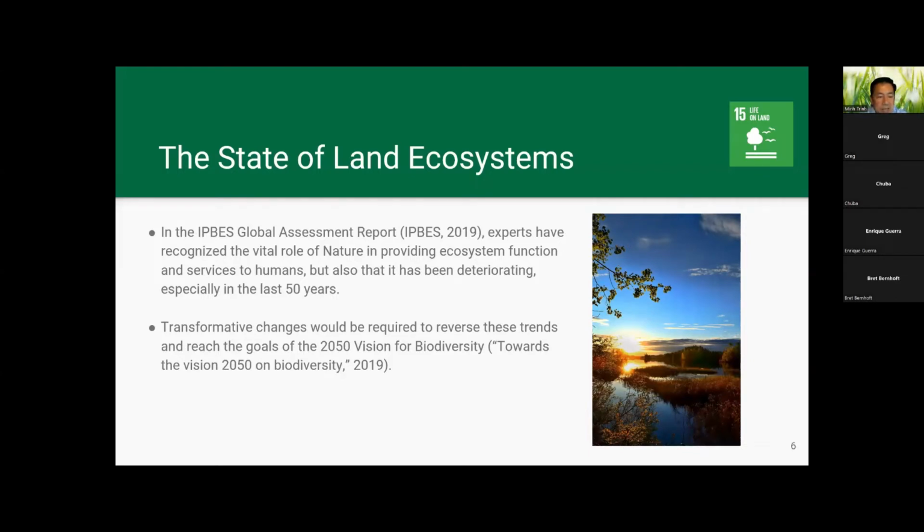The IPBES is an international organization that looks at biodiversity, nature, and so on. The experts of the IPBES have recognized the vital role of nature in providing ecosystem functions and services to humans. They have noted that it has been deteriorating, especially in the last 50 years, unless we do something quite drastic to reverse these trends. There are goals for 2050, called the Vision for Biodiversity, that are not going to be met.